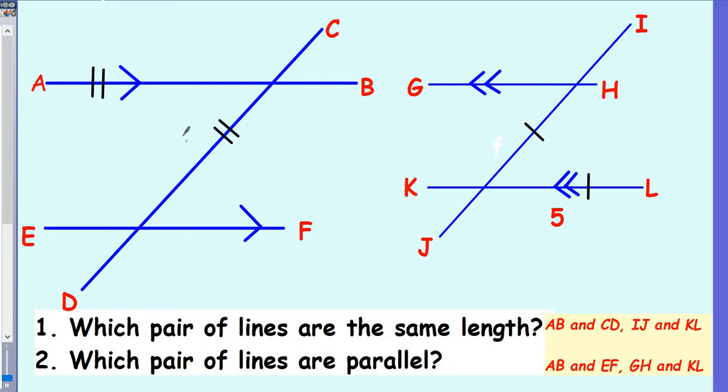Okay, Year 7, let's go through the answers. Well, we know that AB and DC both have 2 little lines in them. So that tells us that AB and CD are the same length. We also know that IJ and LK both have 1 little line going through them. So we know that those two are the same length. In terms of parallel lines, AB and EF both have 1 arrow on them, so they're parallel to each other. And GH and KL have 2 arrows on them, so we know they are both parallel.